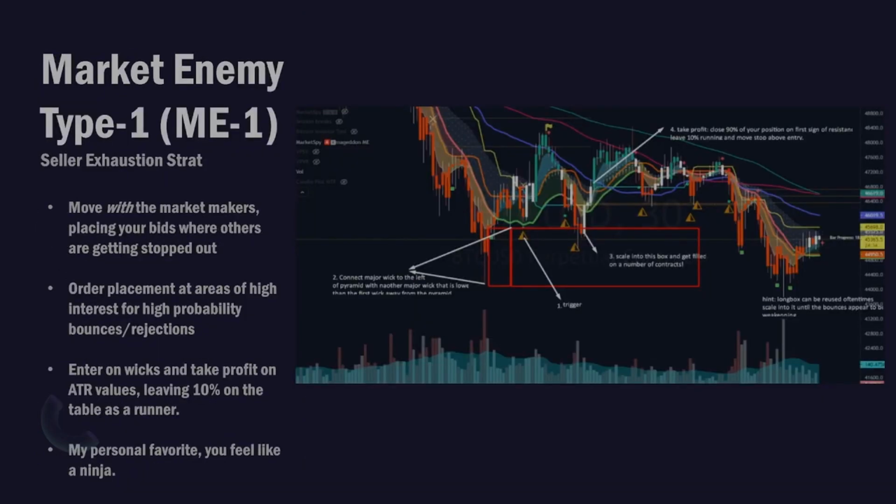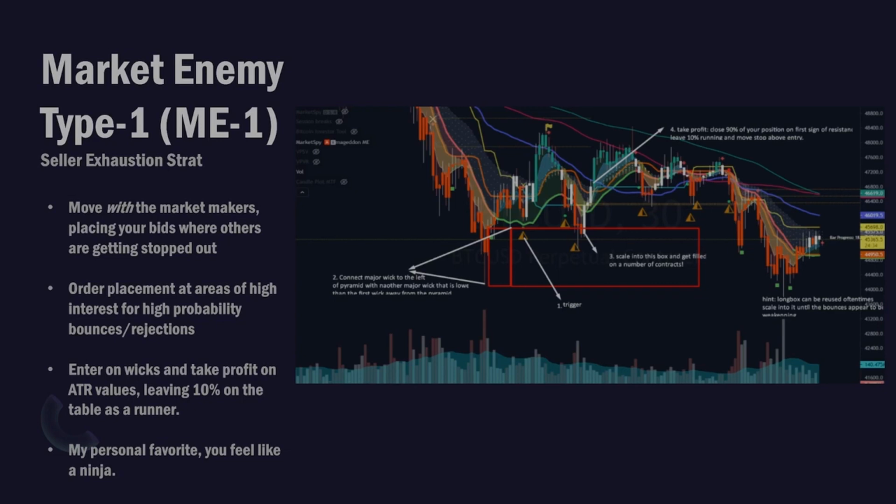All right, so market enemy type 1. This is a very profitable strategy. For myself, it's what drew me to this program in the first place. I spent a few months just learning this strategy alone. When you're using BYBIT Pro and you are able to use the ladders, it's a great strategy. And I don't know, there's some kind of magic in these pyramids. That's my belief. Okay, so it's seller exhaustion.